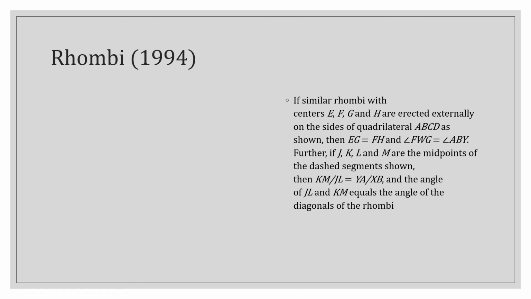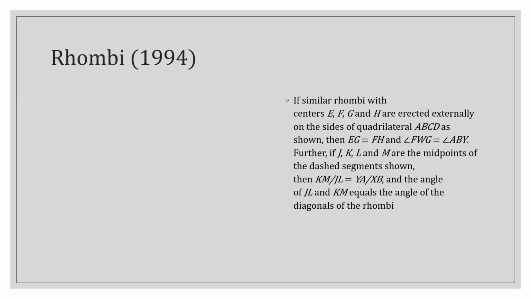Here we have another generalization of Van Aubel's theorem as it relates to rhombi. This was also discovered or proven around 1994, about the same time as the rectangles. And it states that if similar rhombi with centers E, F, G, and H are erected externally on the sides of quadrilateral ABCD as shown, then the distance of EG equals the distance of FH, and the measure of angle FOG equals the measure of angle ABY.